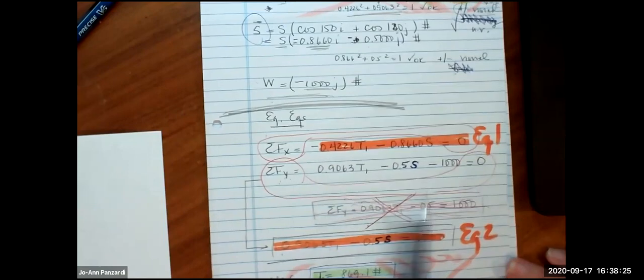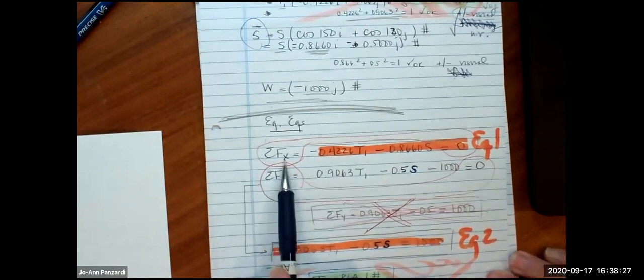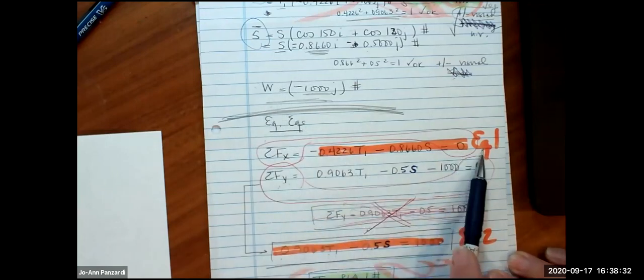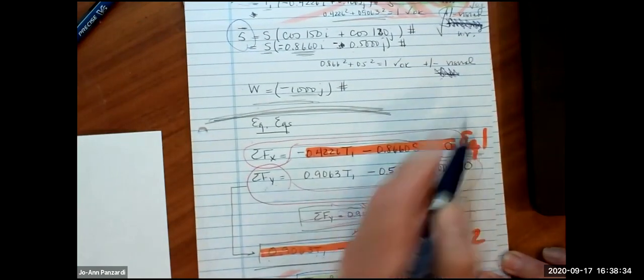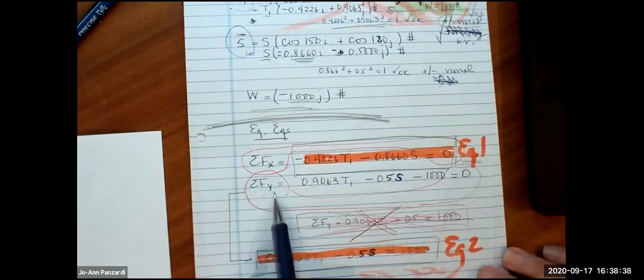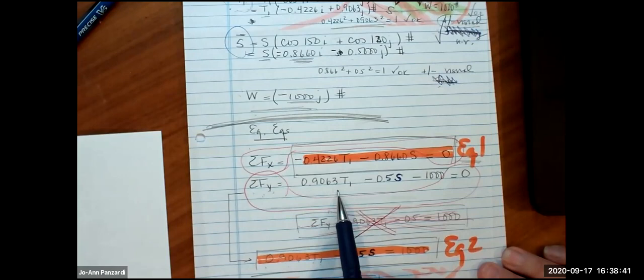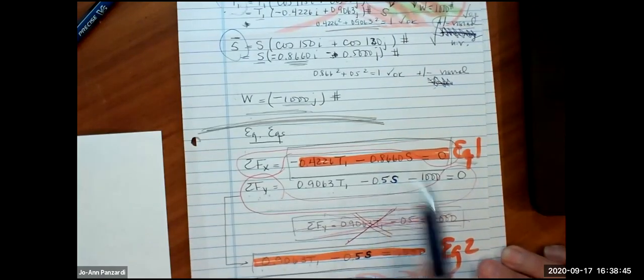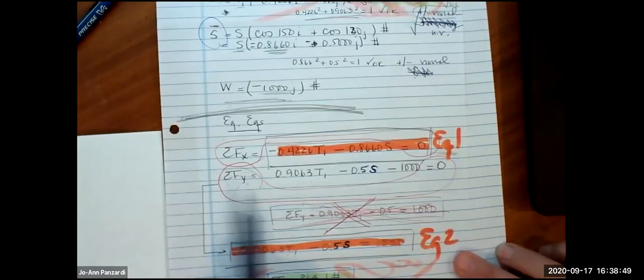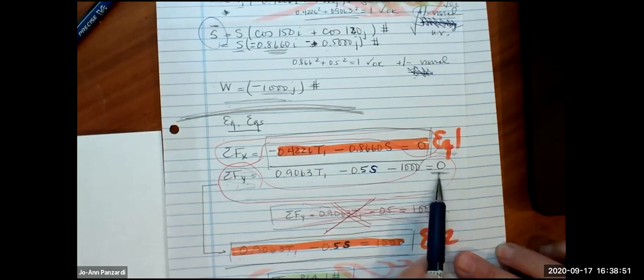Okay, once you do the components, then you set up your equilibrium equations. Sum of the forces in the X, you add in Tx and Sx, and it equals 0. And this is my equation 1. I always box it in. And then I did sum of the forces in the Y, and there was a T1Y, and there was an S, and then there was a minus 1,000 equals 0. Remember, the sum of the forces in the y and x always have to equal 0.